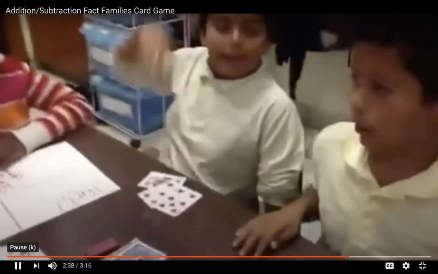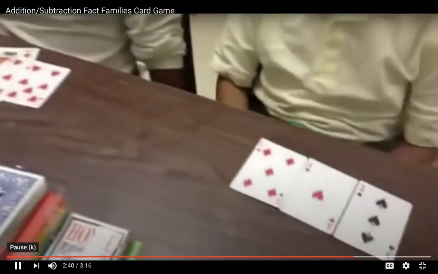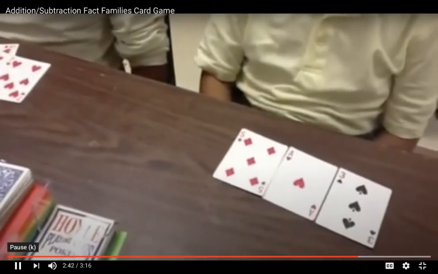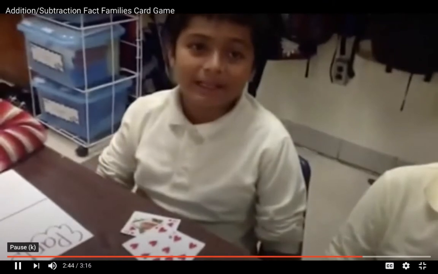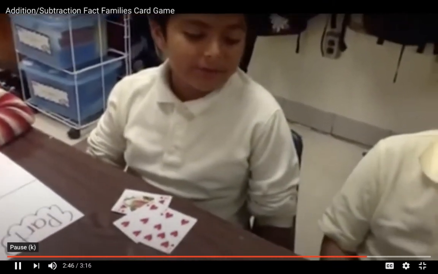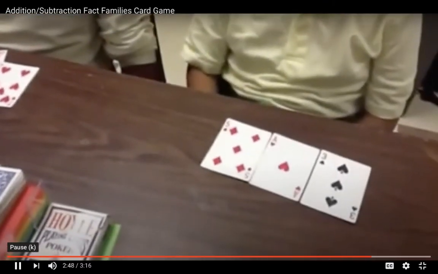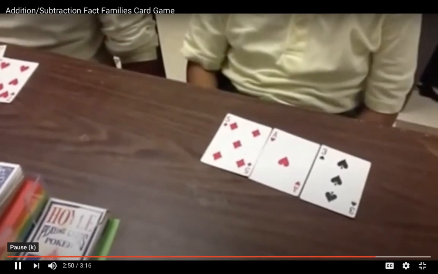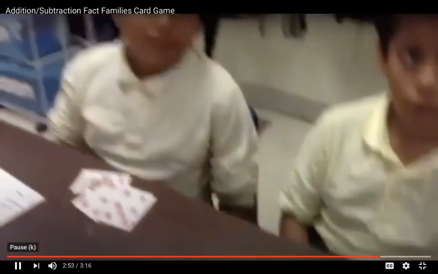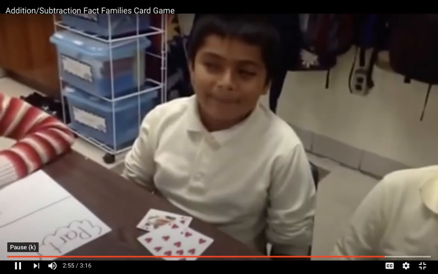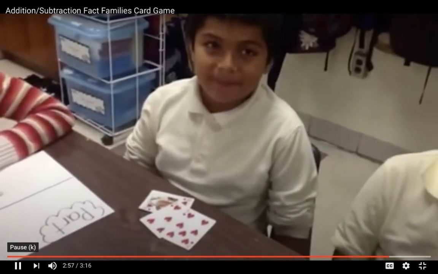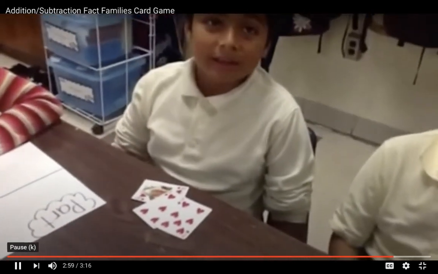Okay, yes, sir. It would have to be an 8 if it has to be a fact family. Why do you say 8? Because 5 plus 3 equals 8. Okay. 3 plus 5 equals 8. And what about for the inverse operation? The inverse of addition is?